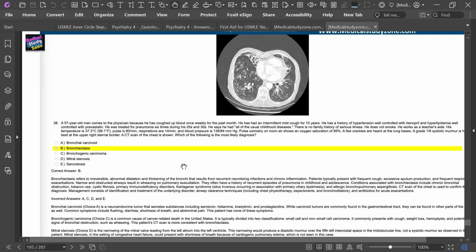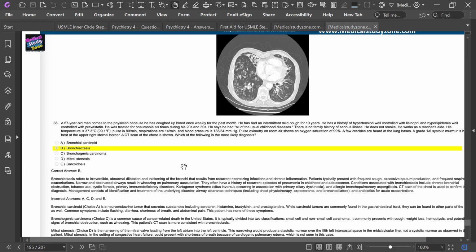On CT scan, bronchiectasis shows bronchial wall thickening with lack of distal tapering. That is the tram track. Yes, the bronchial wall is thickened with lack of distal tapering. This tram track sign is classical for bronchiectasis.